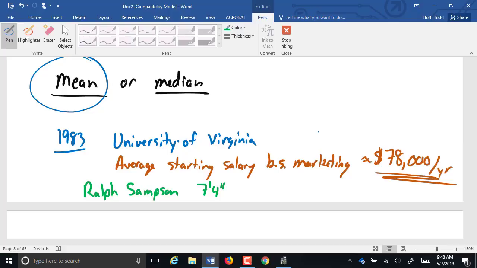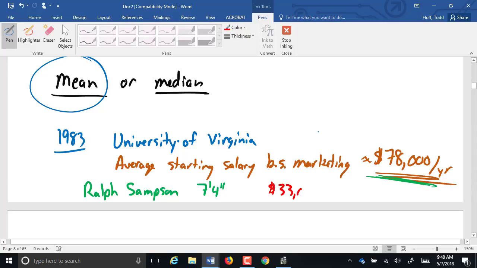He did graduate with a marketing degree, but did not go on to do marketing. He went into the NBA, was the number one overall draft choice for the Houston Rockets. Obviously signed a multi-million-dollar contract. Well, it takes a lot of $20,000 a year marketing graduates to average a multi-million-dollar contract down to $78,000 a year. Mr. Sampson was the only one in that group to make more than $33,000 that year.